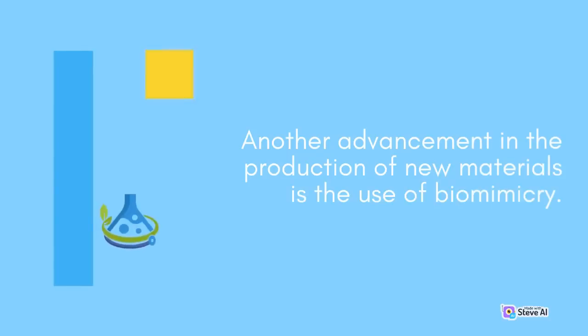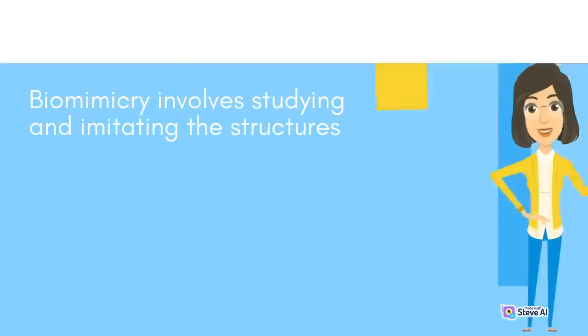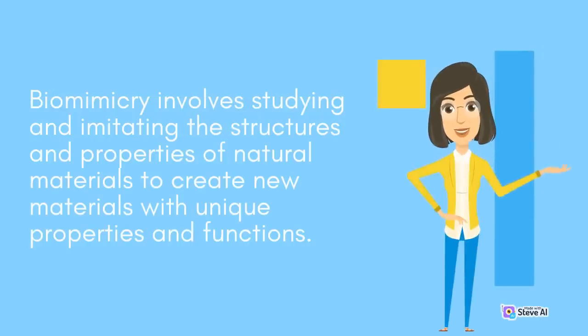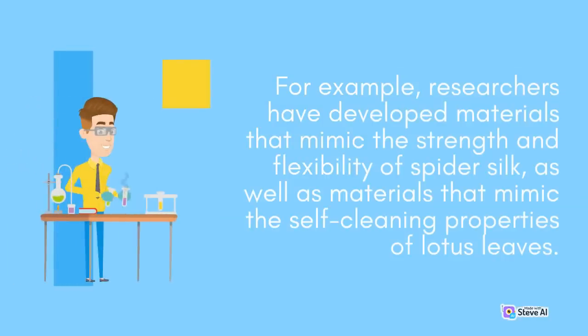Another advancement in the production of new materials is the use of biomimicry. Biomimicry involves studying and imitating the structures and properties of natural materials to create new materials with unique properties and functions. For example, researchers have developed materials that mimic the strength and flexibility of spider silk, as well as materials that mimic the self-cleaning properties of lotus leaves.